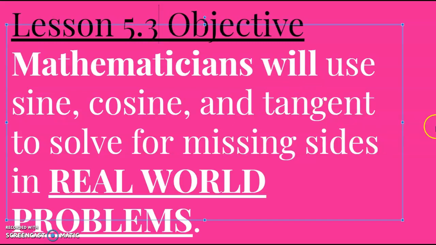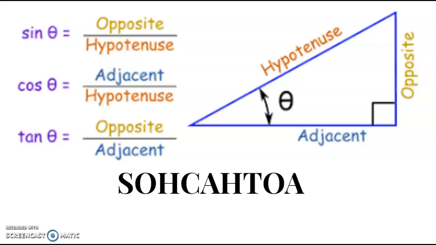Lesson 5.3 objective is that we will use sine, cosine, and tangent to solve for missing sides in real-world problems. So it's a step up from lesson 5.2 by solving word problems. We are going to continue to use our trig ratios, SOH CAH TOA, to solve for missing sides. Let's use this problem as an example.